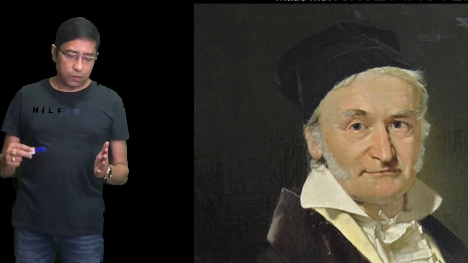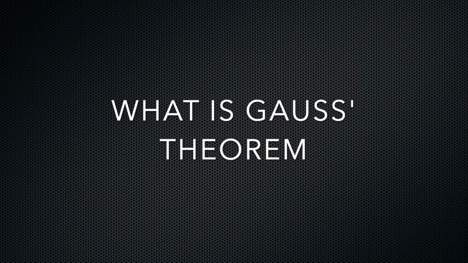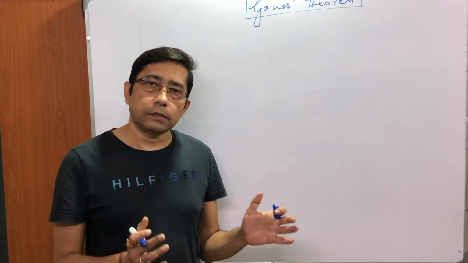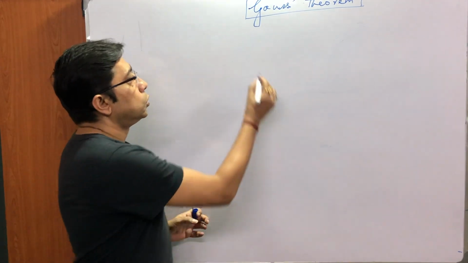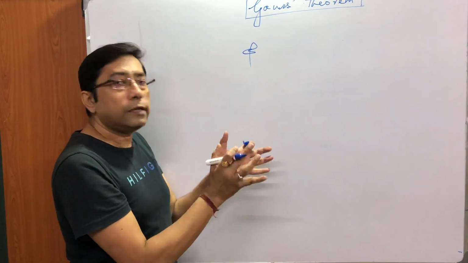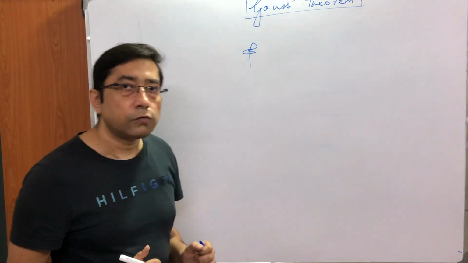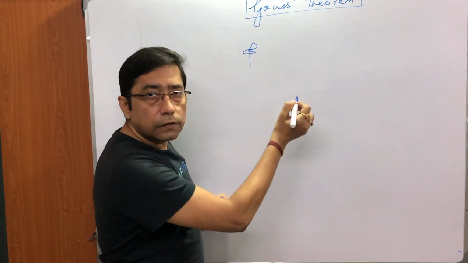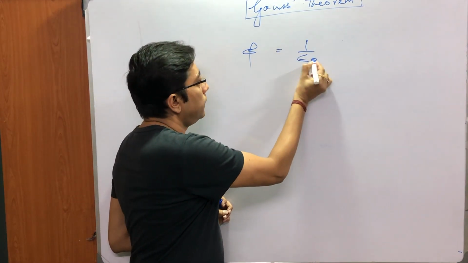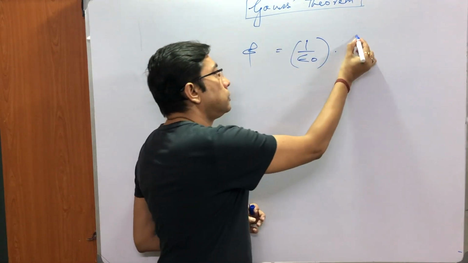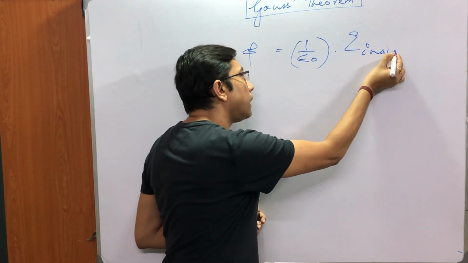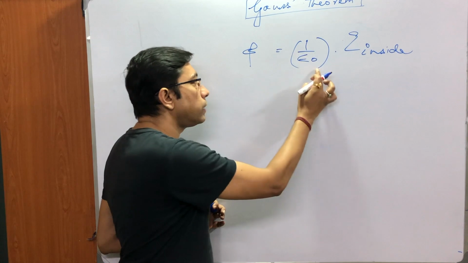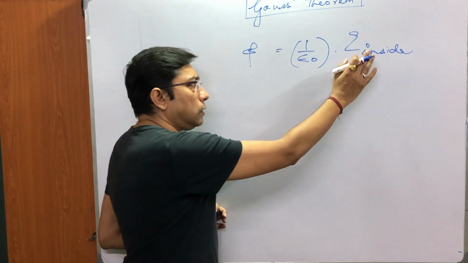Anyway, we'll be doing Gauss's theorem today. So Gauss's theorem, let us understand its statement. It states that total flux linked with or associated with a surface. What surface? Gaussian surface. We will discuss later on. So flux linked with a surface is equal to 1 by epsilon naught times the charge inside that surface.